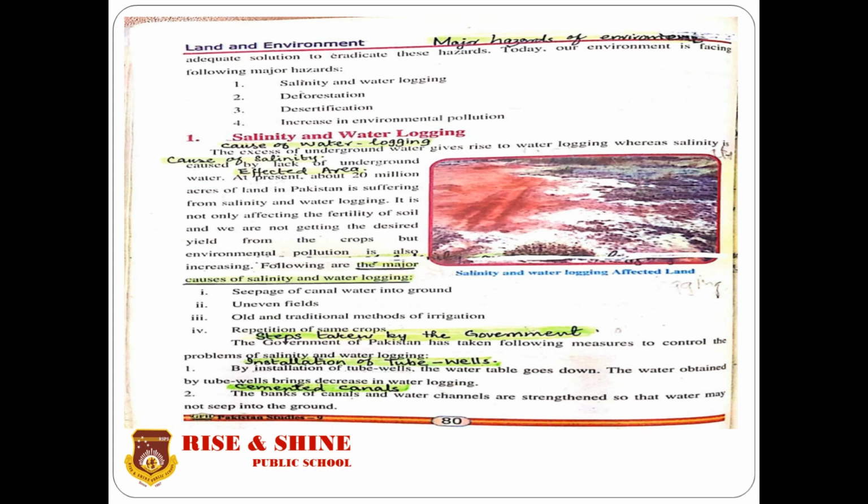Now note. The excess of underground water gives rise to the waterlogging, while the salinity is caused by the lack of underground water. Affected area. At present, about 20 million acres of land in Pakistan is suffering from salinity and waterlogging. It is not only affecting the fertility of the soil, we are not getting the desired yield from the crops, but environmental pollution is also increasing.